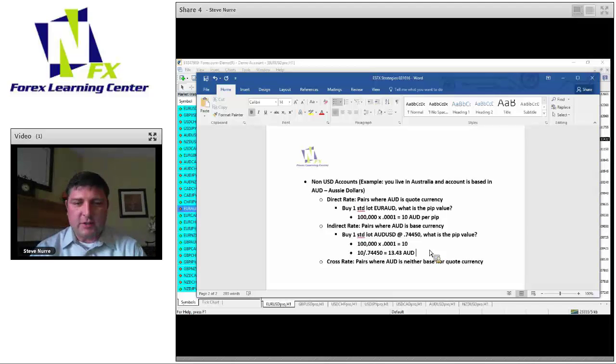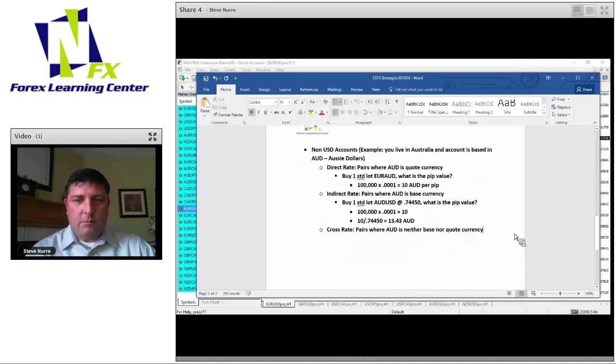Aussie US dollar pair, because for you, that's an indirect rate transaction. If you live in Australia and you keep your account denominated in Australian dollars. Why? Because when you're making profits and losses, your broker is converting all this P&L, all these pip movements along with pip values, back into Australian dollars.